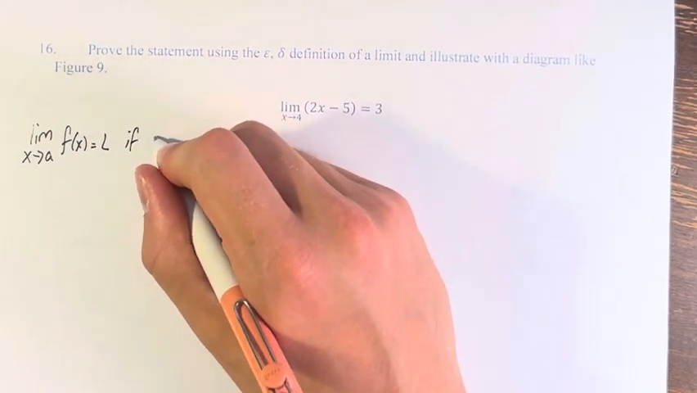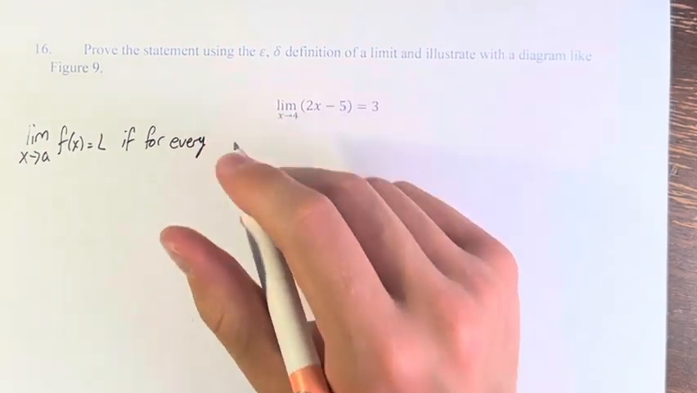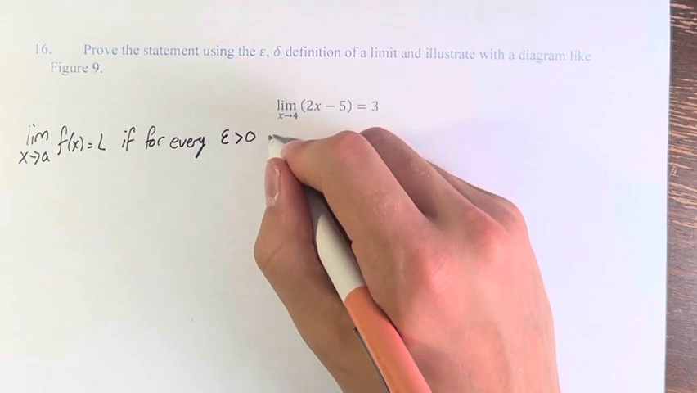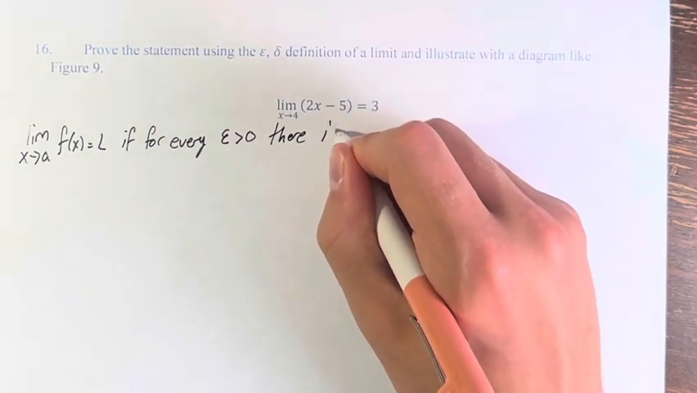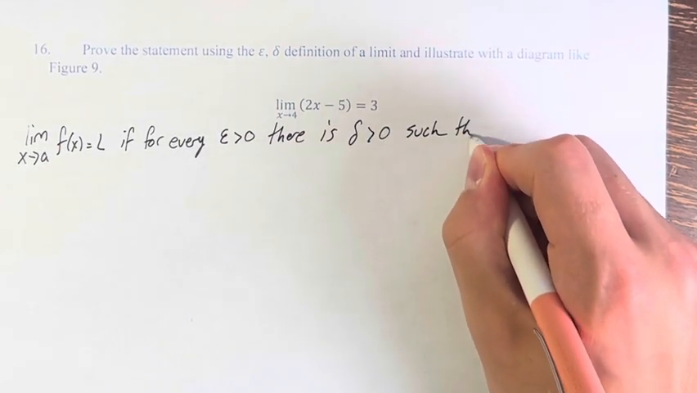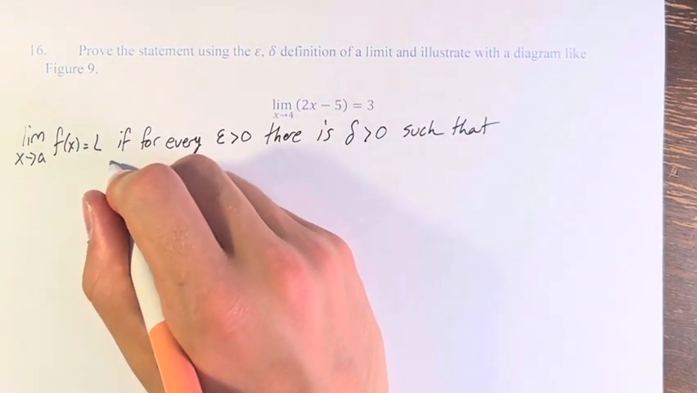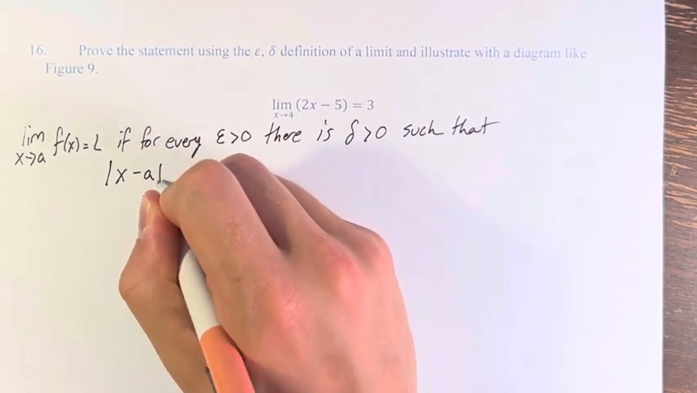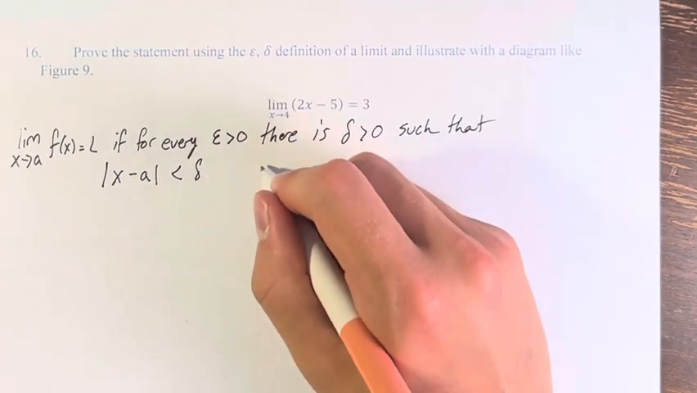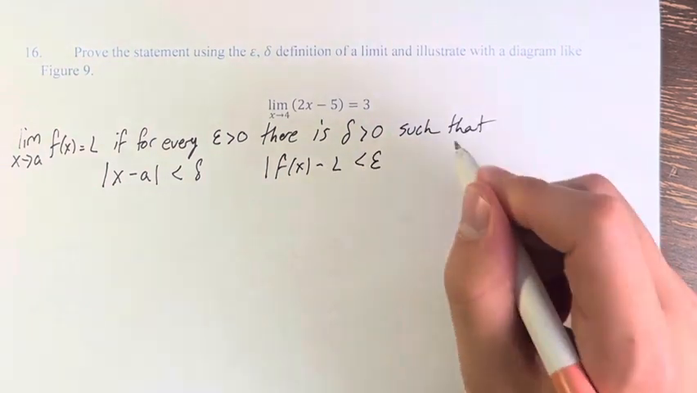if for every positive number epsilon, there is a corresponding delta such that if the absolute value of x minus a is less than delta, then the absolute value of f of x minus L is less than epsilon.